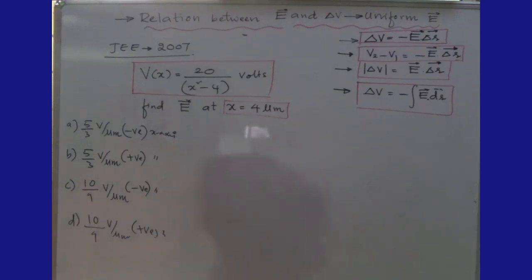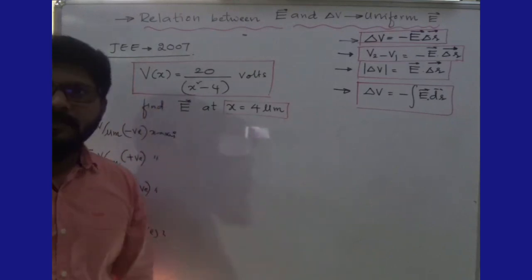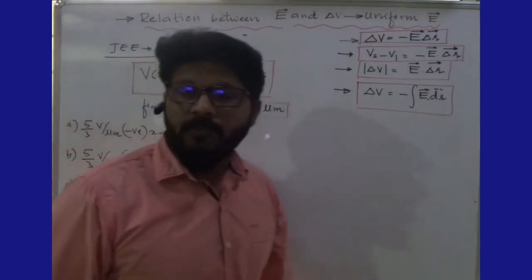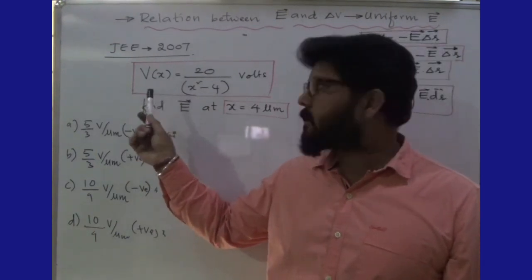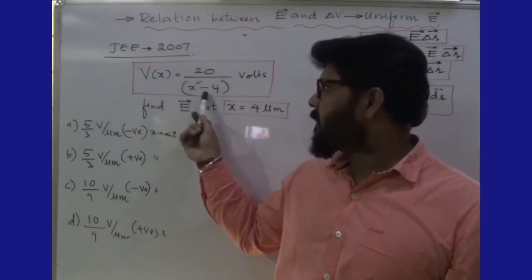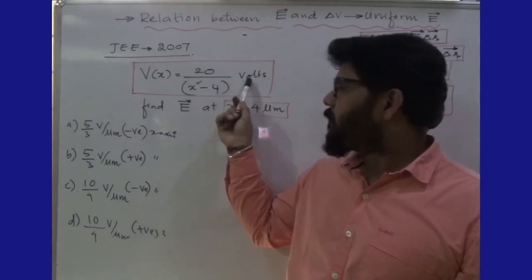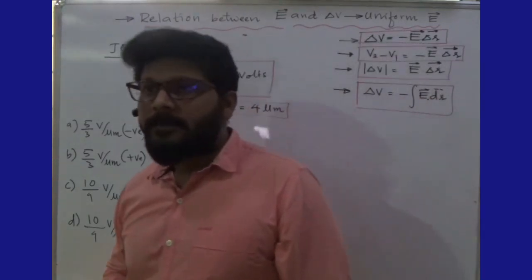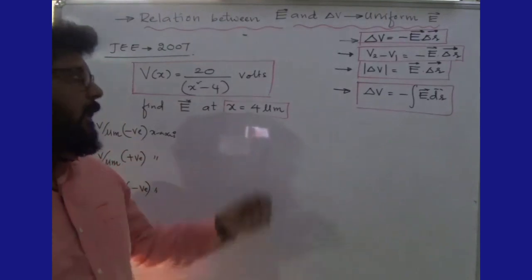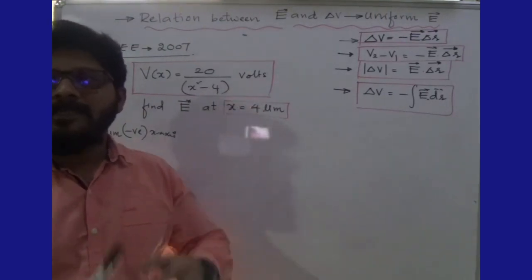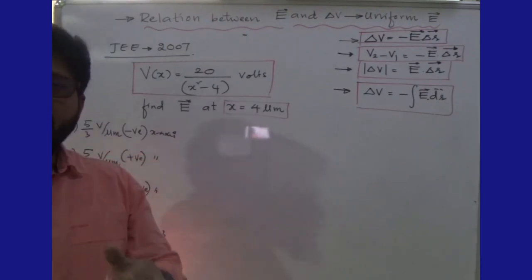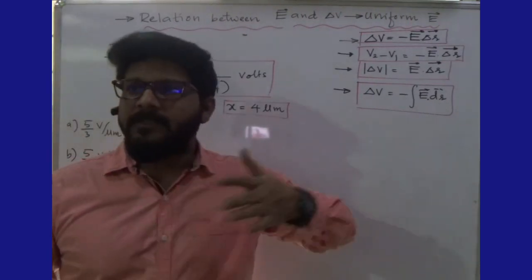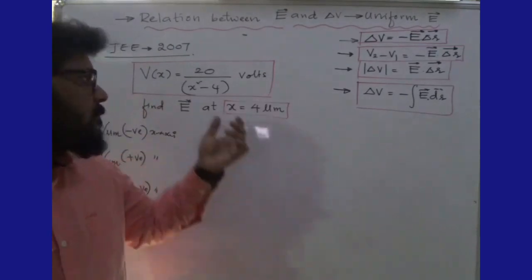According to a problem which is given in JEE 2007, the potential is given as 20 by x square minus 4 volts. That is, the potential at a point x is measured due to some charge which is situated on the x-axis, and it is given by this.